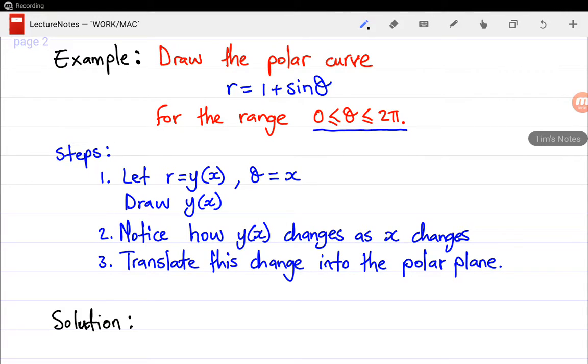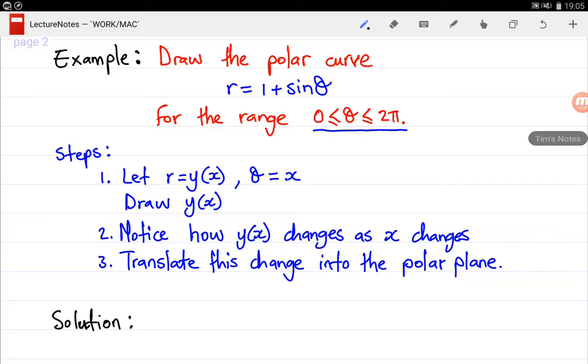Hey everyone, today we're going to be going over an example on how to draw polar curves. For today we're going to be going over this specific example: draw the polar curve r equals 1 plus sine theta for the range theta moving from 0 to 2 pi. And before we start, I would like to go over the steps that you need to follow before you start drawing.